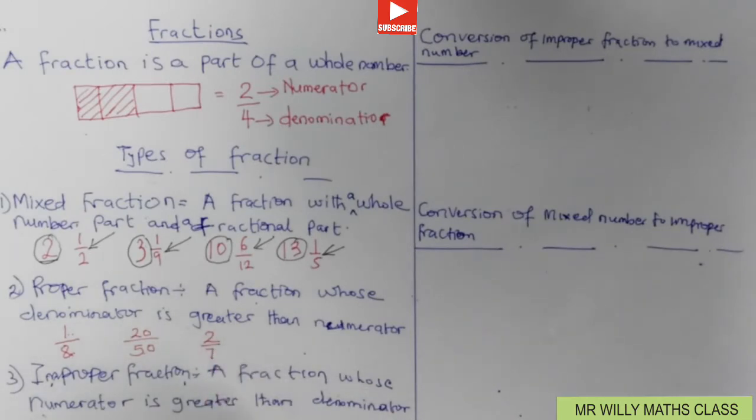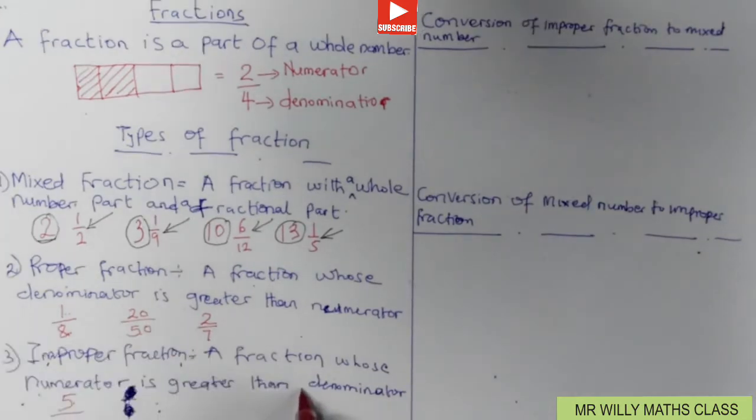So let's go to improper fraction. An improper fraction is a fraction whose numerator is greater than the denominator. That is, if you have something like this, 8 over 2, the numerator, which is 8, is greater than 2.